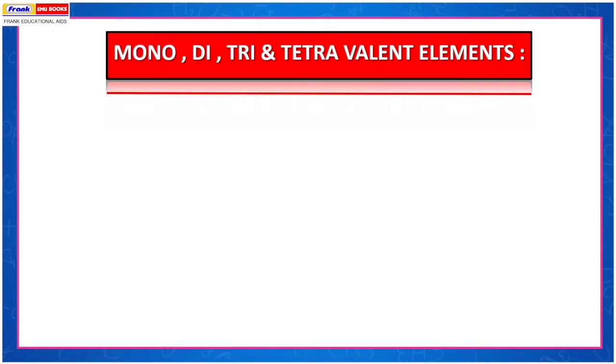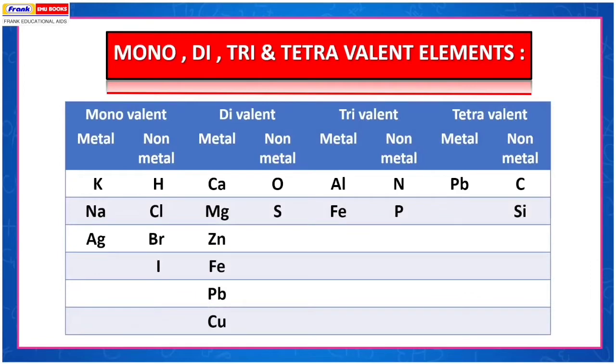Mono, di, tri, and tetravalent elements. Monovalent metals, examples are potassium, sodium, silver. Monovalent nonmetals, examples are hydrogen, chlorine, bromine, iodine. Divalent metals, examples are calcium, magnesium, zinc, ferrous, lead, copper. Divalent nonmetals: oxygen, sulfur.